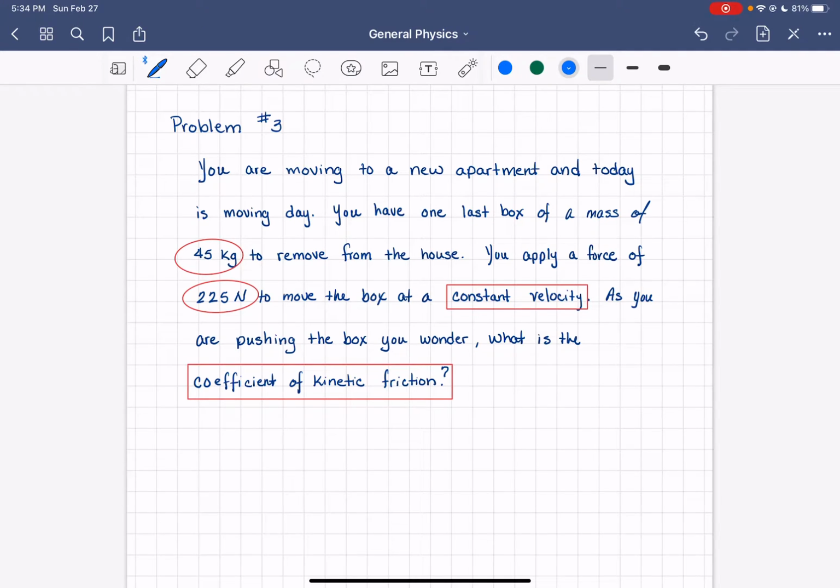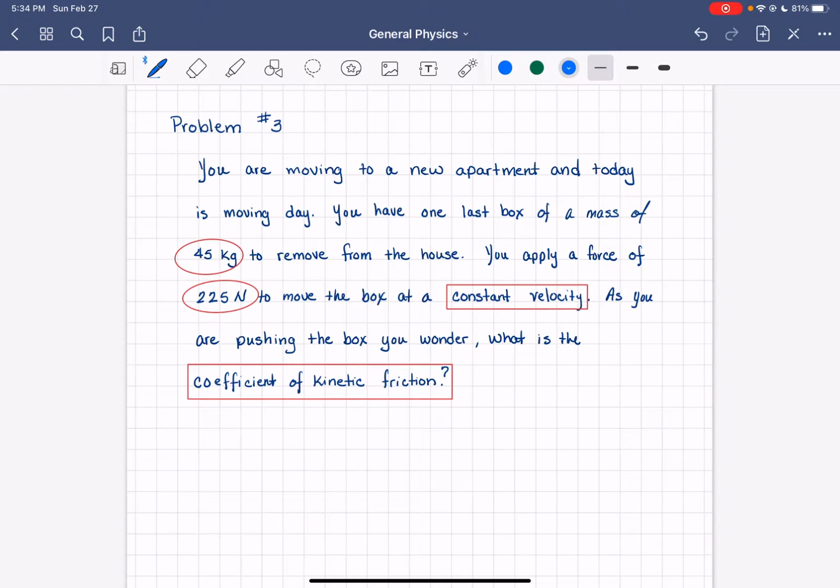Problem 3 deals with a box with a mass of 45 kilograms that you're pushing across the floor. I give you the applied force of 225 newtons, and I tell you that you're moving the box at a constant velocity. This automatically tells me that I'm dealing with a situation where the forces are balanced. The question you're asking yourself is, what is the coefficient of kinetic friction? Kinetic friction meaning that the object is moving or sliding in this case.